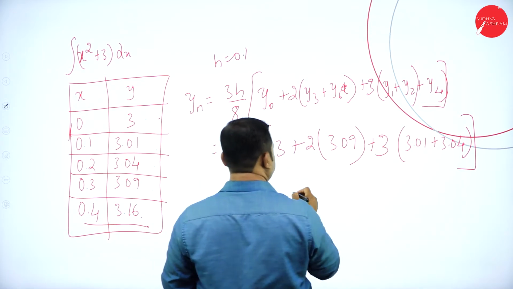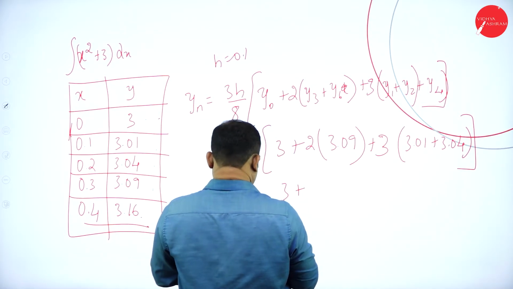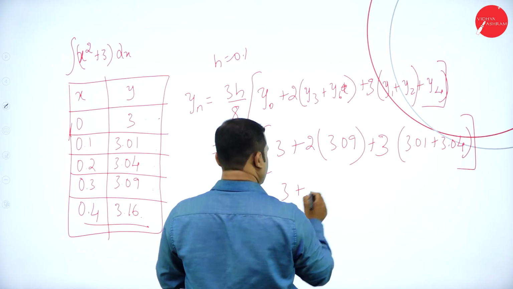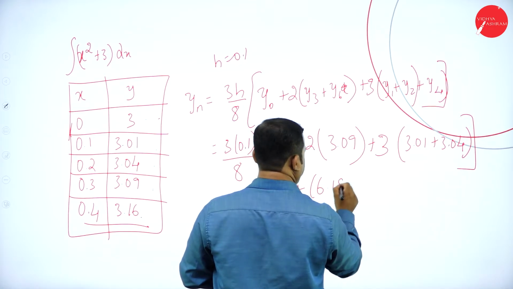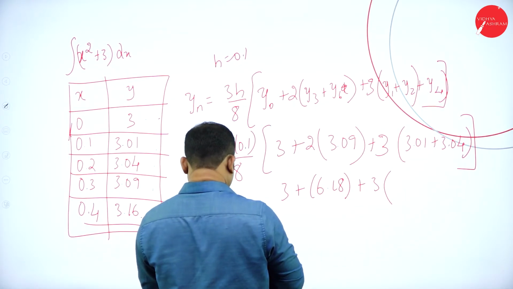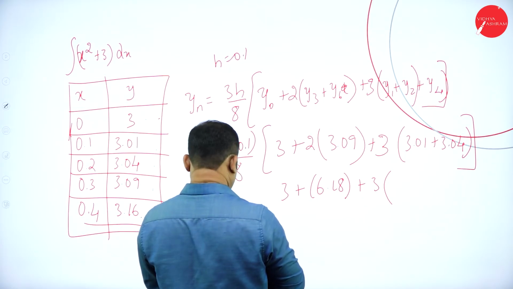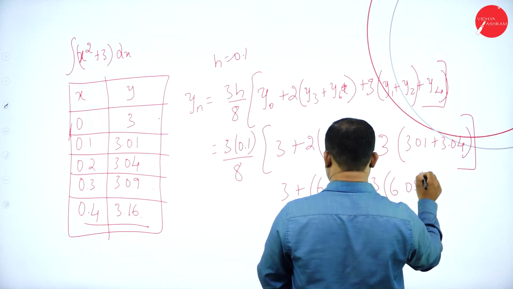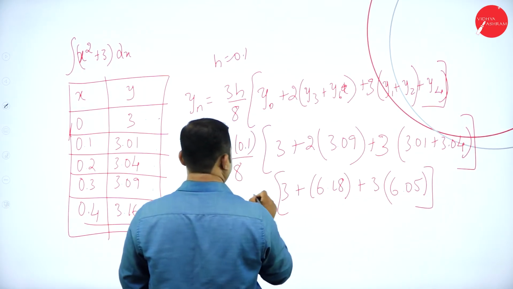If I further simplify this, 3 plus 2 into 3.09, which is equal to 309 by 50, which is equal to 6.18, plus 3 into 3.01 plus 3.04, which is equal to 121 by 20, which is equal to 6.05.